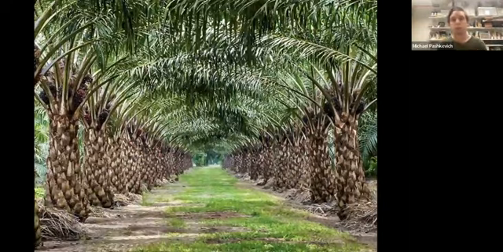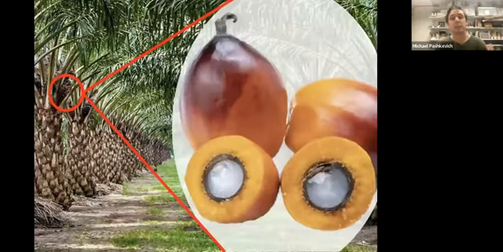Now, the reason why we grow oil palm is that if you look where those palm trunks meet the fronds, we see these red conglomerate fruits. And within these fruits are two different types of oil, palm oil and palm kernel oil. And these are the products of oil palm as a crop and why we grow it.